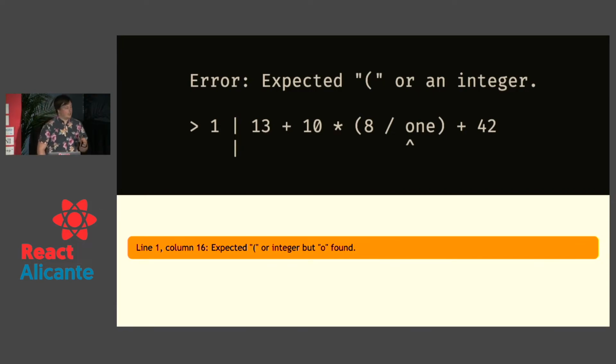In this instance, PegJS actually does pretty well as well. The equivalent PegJS parser tells us we expected an open parenthesis or integer, but we found the character O. That's a decent error message. It gives us the line number and the column number, which matches. But PegJS often doesn't give an error message this clean. And because we're custom writing our error message, we can make sure it's always this good or even better.